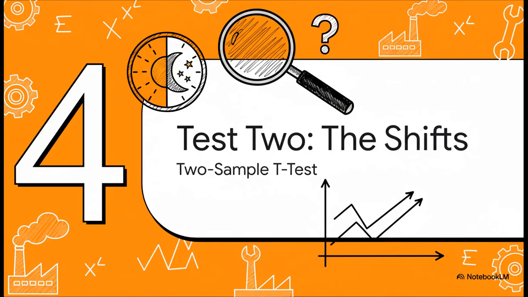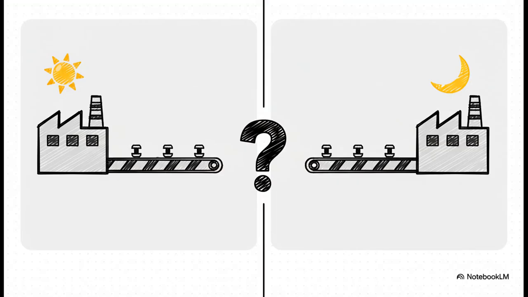See, the production manager has this nagging suspicion. He's got a feeling that the night shift might be running a little differently than the day shift. An overall average can hide some serious inconsistencies, so it is time for a second, more focused investigation. So now the problem turns into a direct comparison. It's shift 1 versus shift 2. Are they both producing bolts with the same average length, or is one of these shifts systematically different from the other?